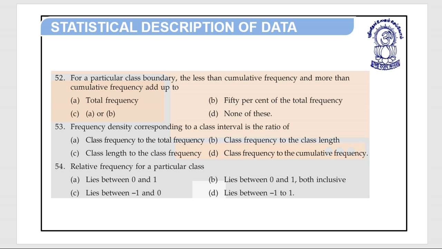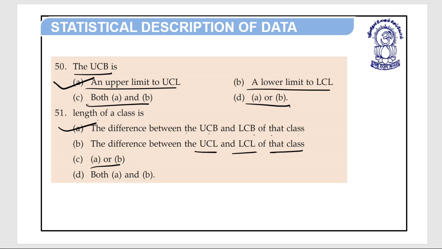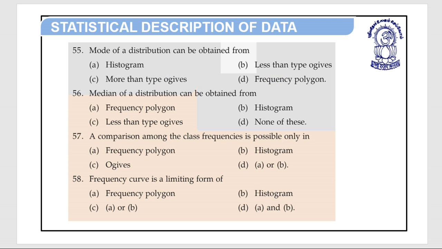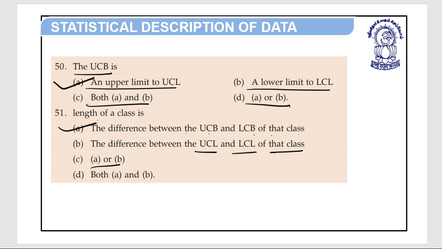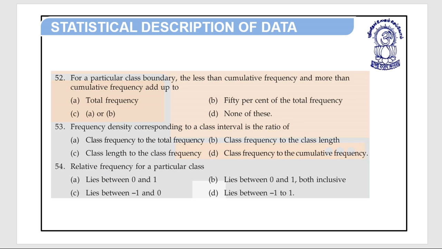Question number 52. For a particular class boundary, the less than cumulative frequency and more than cumulative frequency add up to total frequency, 50% of the total frequency, A or B, none of these. Total frequency. Okay.